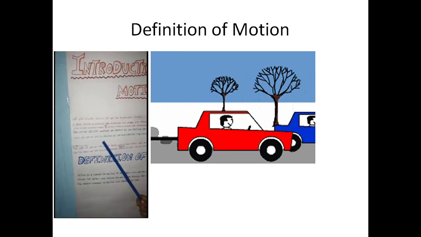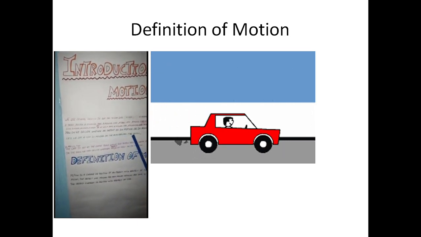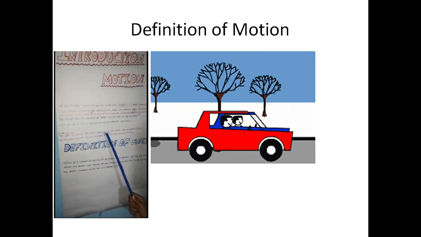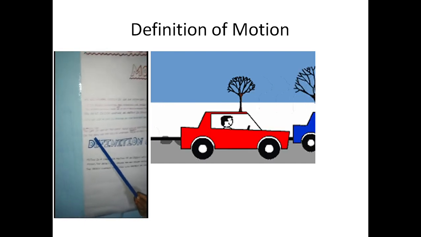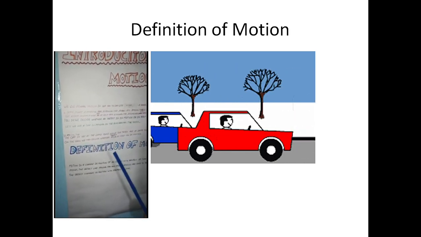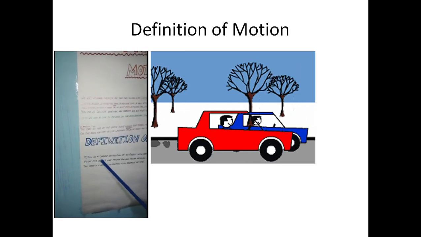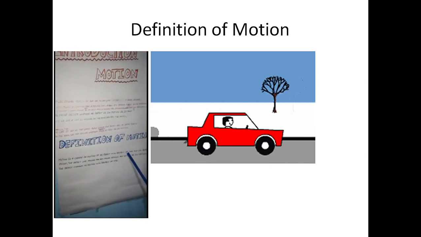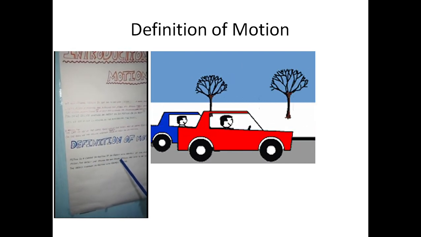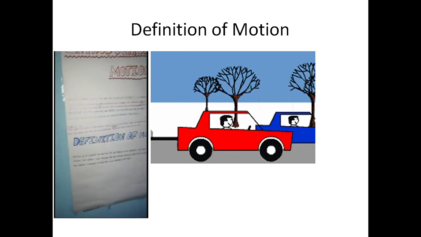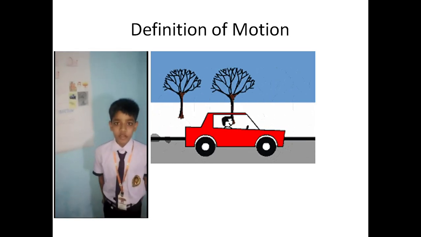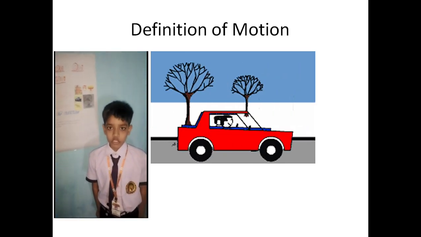Let me see, a car is moving on the road beside the trees. We notice that the car is not at the same place while the trees are at the same place. On this basis, we may decide whether an object is at rest or in motion. Definition of motion. Motion is a change in position of an object with respect to time and its reference point. Objects like a moving fan and moving vehicles are said to be in motion as the object changes its position with respect to time. Now my friend will explain the types of motion.